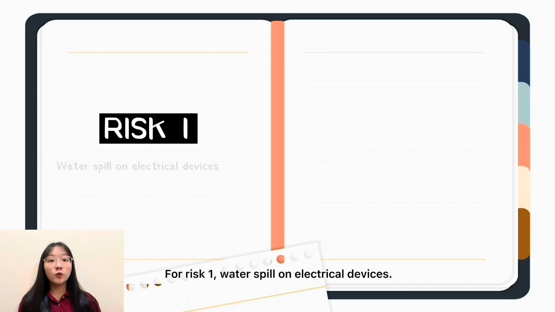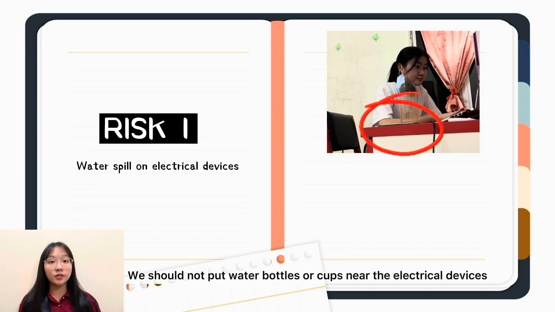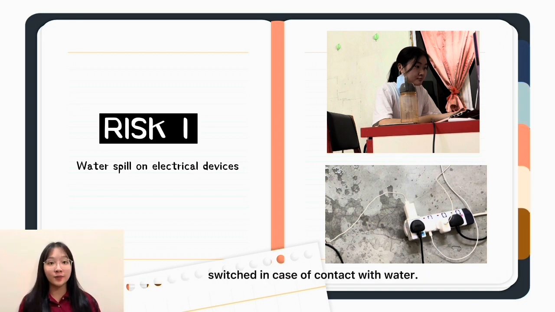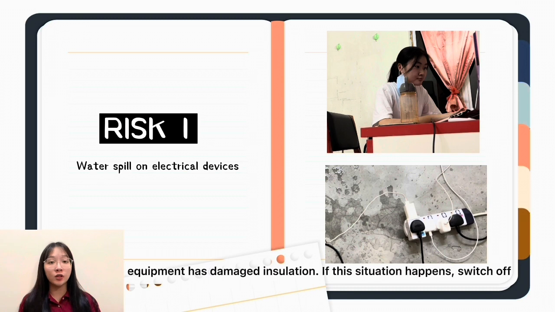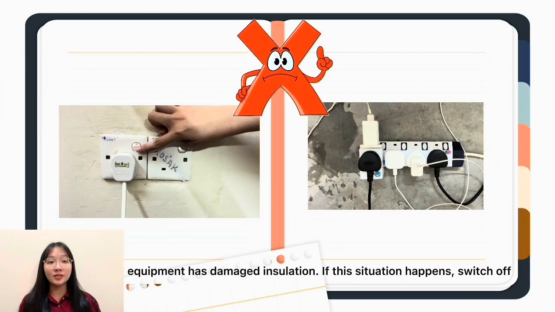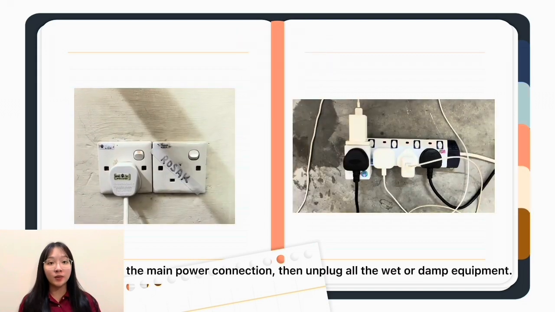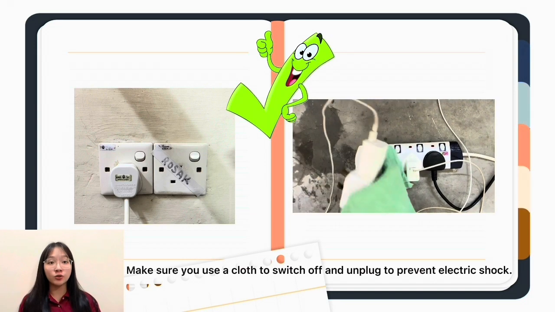For risk 1, water spill on electrical devices. We should not put water bottles or cups near the electrical device, as there is no electrical equipment that should be operated or even switched in case of contact with water. Water greatly increases the risk of electrocution, especially if the equipment has damaged insulation. If this situation happens, switch off the main power connection, then unplug all the wet or damp equipment. Make sure you use a cloth to switch off and unplug to prevent electric shock.